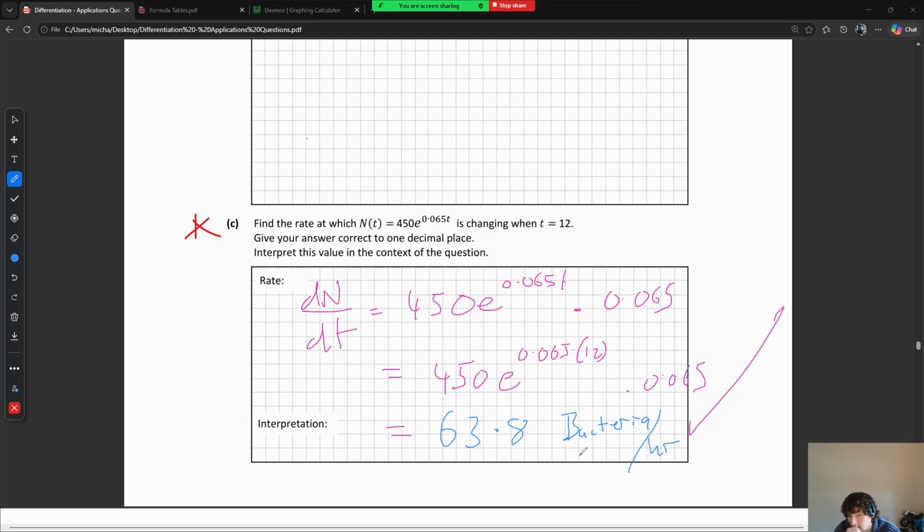So what does it mean in the context of the question? It means that at the 12th hour, it looks like in the next hour there's going to be about 64 new bacteria. This is the rate, and it's positive as well. So it means the bacteria is increasing, and at this moment in time, at the 12th hour, it looks like over the next hour we're going to get a 64 bacteria increase. It might be slightly more because this is what we call an instantaneous rate of change. It's not the average over the 12th and 13th hour. Hopefully that makes sense to people.